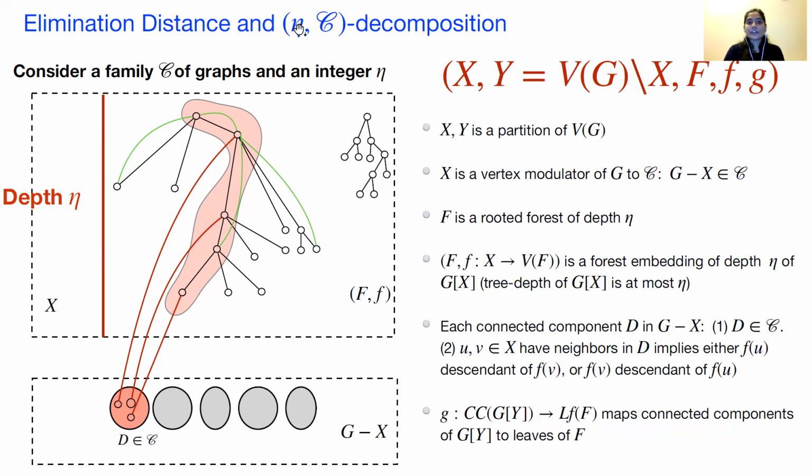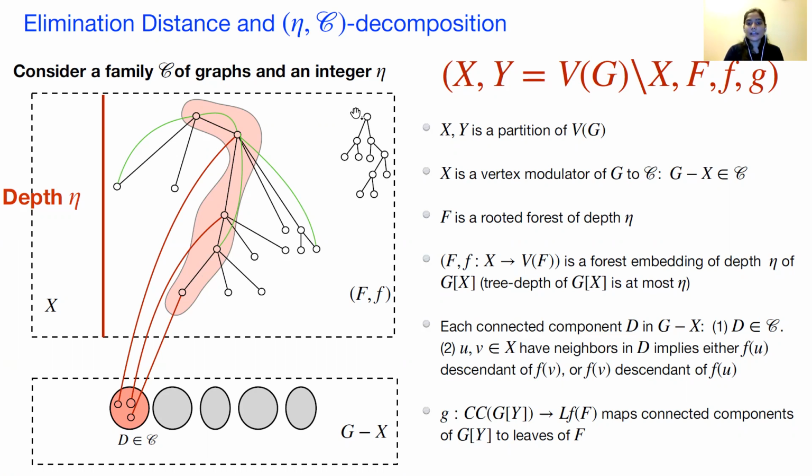So actually we incorporate this definition in this eta-C decomposition. We want to partition our vertex set into X and Y sets such that X is our modulator to graph class C. That is, if I delete the vertex set X from my graph, then in the remaining graph, each of the connected components belongs to the graph class C. And we say that the vertex set V(G) minus X is the set Y. And we have other properties for our modulator.